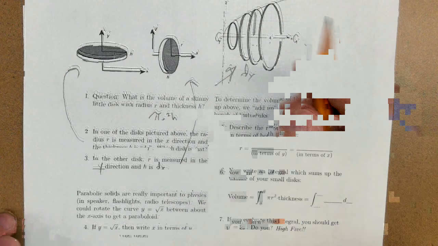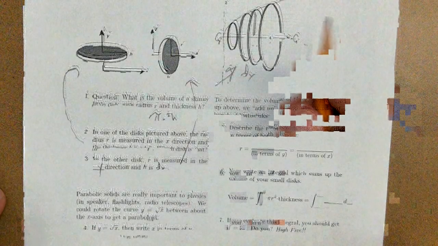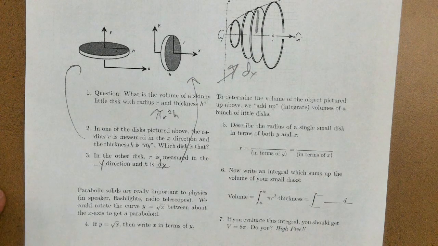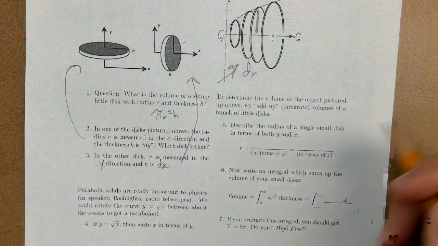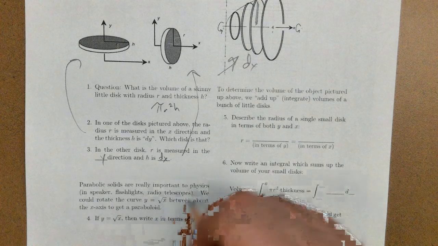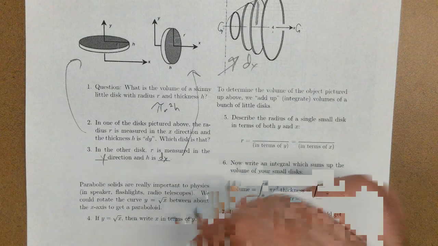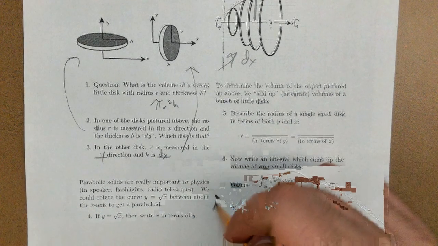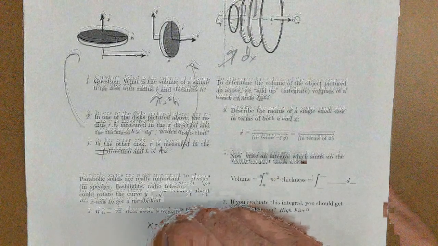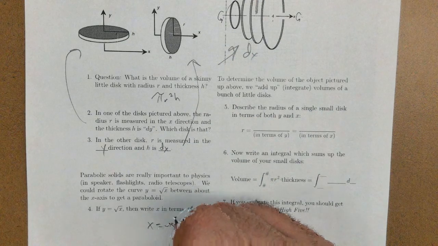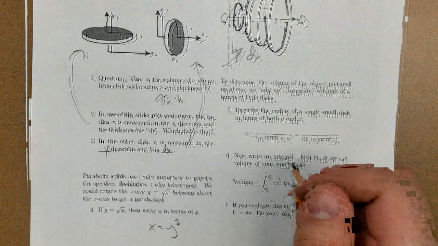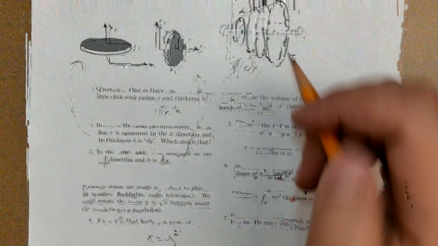Okay, these are called parabolic solids, and then there's your generic math lingo about how it's very important to physics, blah, blah, blah. We're going to rotate the curve square root x to get this paraboloid, is what they're called. We're going to write x in terms of y, so x equals y squared, or y equals root x. We'll see which one we need. So this is the picture. We're going to add up the volume.